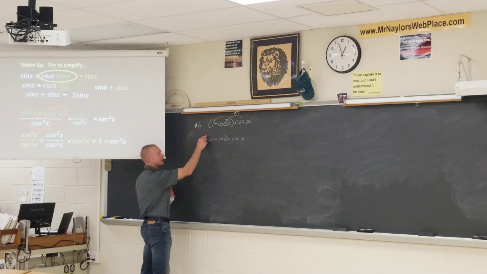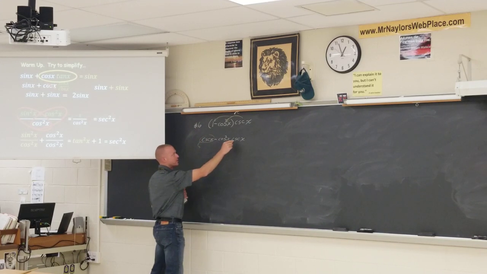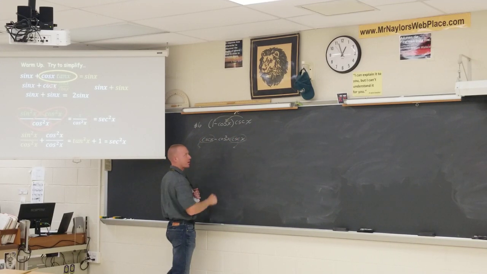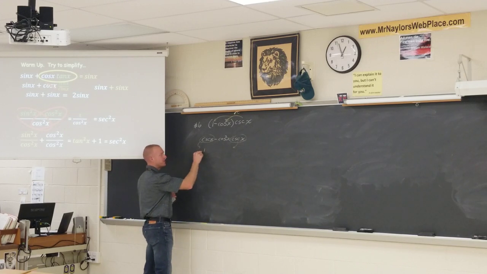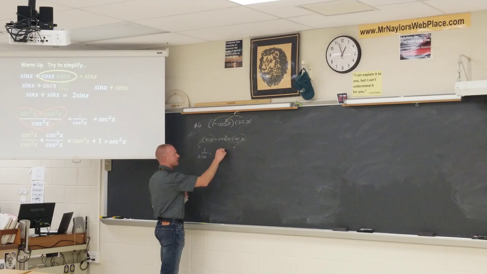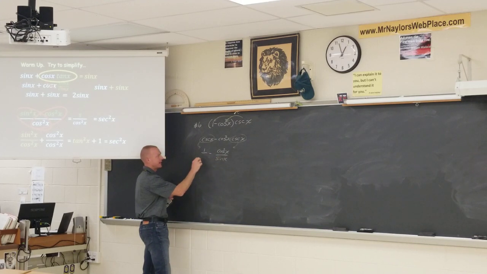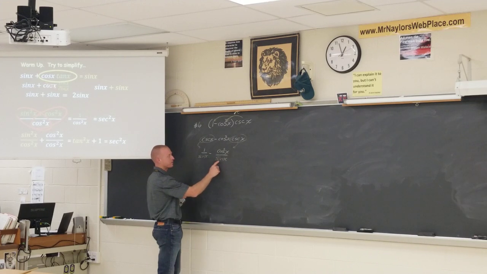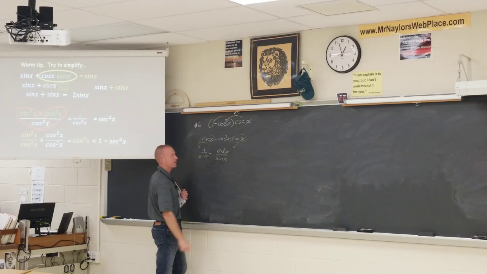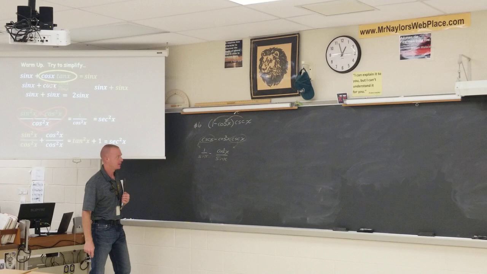Okay, not a whole lot until we start to change these reciprocals. Now, what I want you to see here is that I'm choosing to only change the cosecants. And when you change the cosecants, you get sine in the denominator. Over here, you get cosine squared over sine. But notice that I left the cosine squared in the numerator.